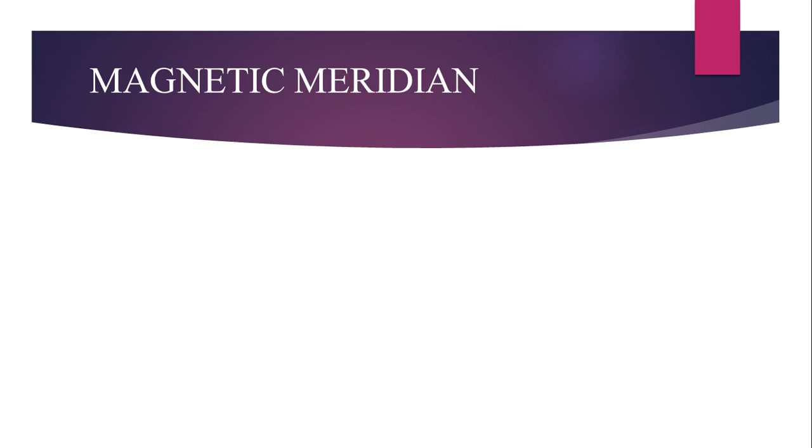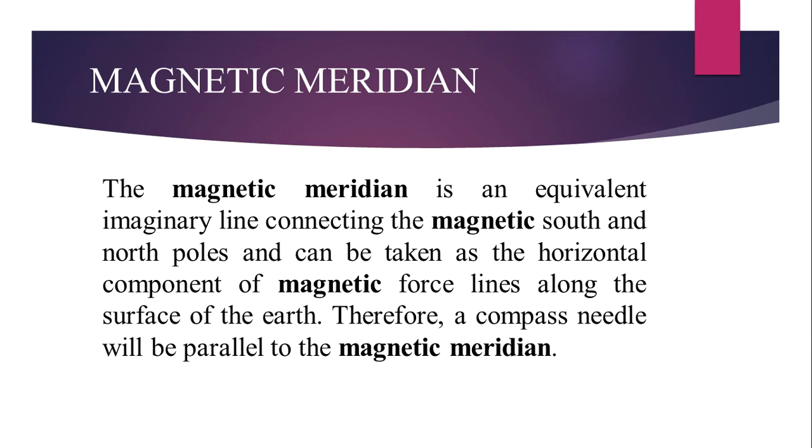Magnetic meridian. The magnetic meridian is an equivalent imaginary line connecting the magnetic south and north poles and can be taken as the horizontal component of magnetic force lines along the surface of the Earth. Therefore, a compass needle will be parallel to the magnetic meridian.